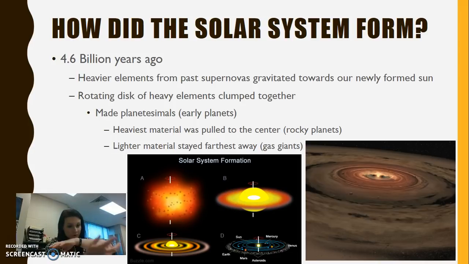And so since it's rotating, the heavier, more metallic materials like iron and nickel gravitated towards the center. And those made the rocky planets. And the lighter material, like helium and hydrogen, or like carbon dioxide, existed on the outer parts of the rotating disk. And those would become the gas giants.